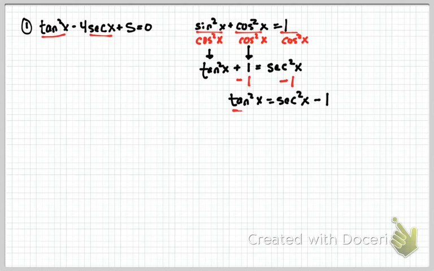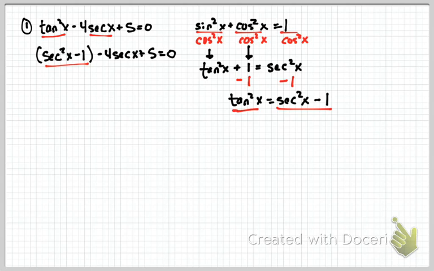Now, since these are equal, we can replace tangent squared x with secant squared x minus 1, and it's your first term, minus 4 secant of x plus 5 equals 0. This is just replacing tangent squared of x. Now you can combine your like terms. Secant squared x minus 4 secant of x plus 4 equals 0.